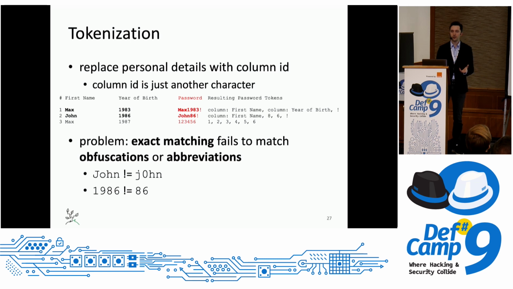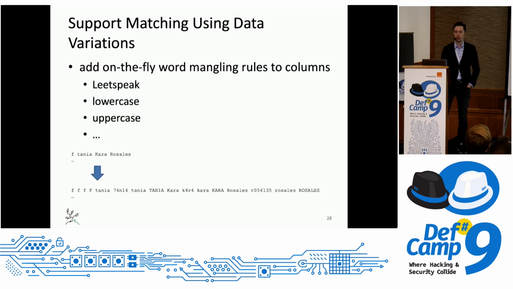And there are also obfuscations. John in the normal case is something else than John in LeetSpeak, for instance. So we have to think of how to deal with that. One possible approach is to use on-the-fly word mangling rules in the training phase. So basically you have this kind of data set here, and you multiply those columns with different obfuscations. For instance, you use Tanya in the normal case, then in LeetSpeak, lowercase and uppercase, and you do that for every possible entry. This blows up the data set, but that's perfectly fine because the machine learning algorithm can deal with that.